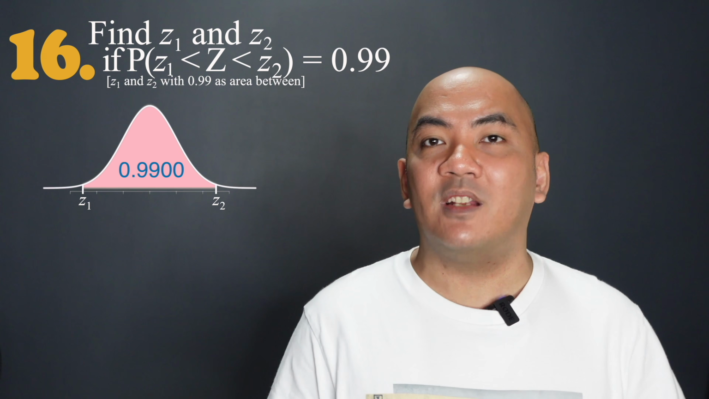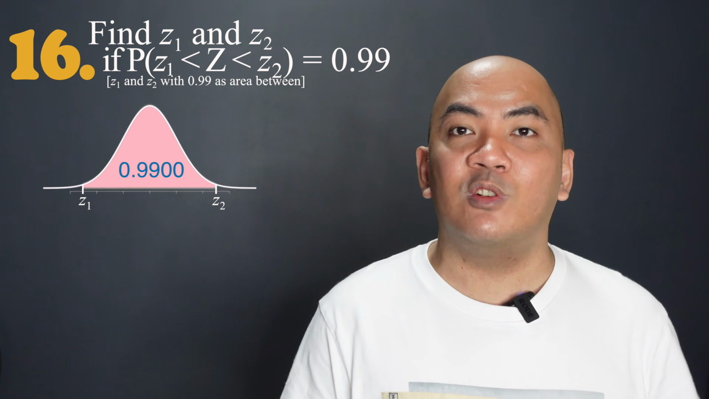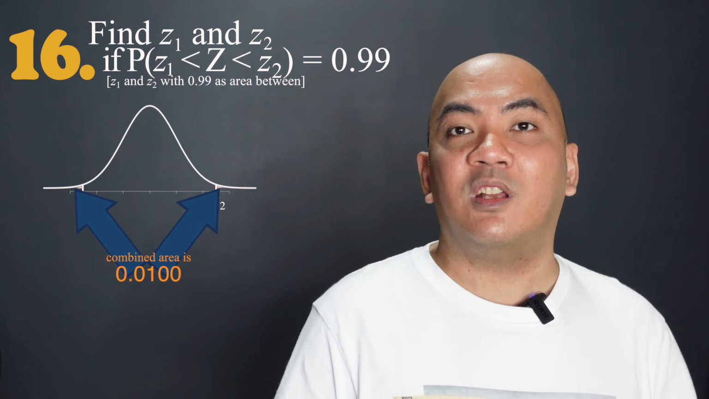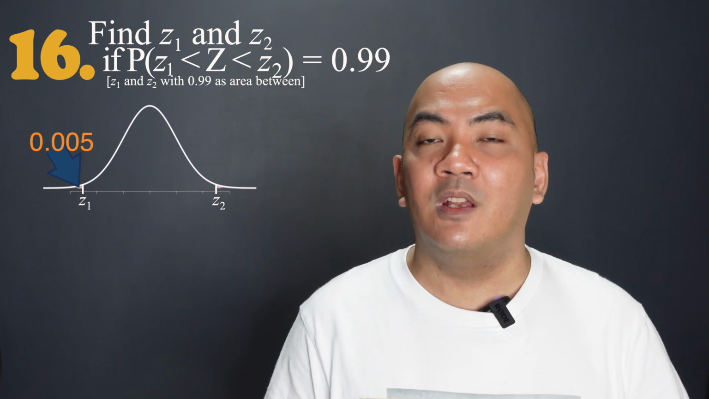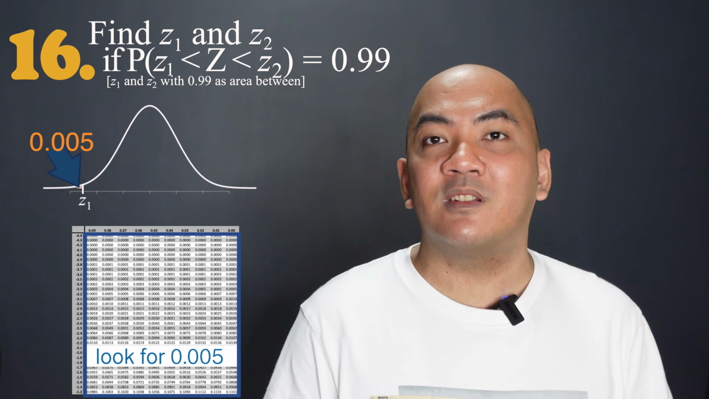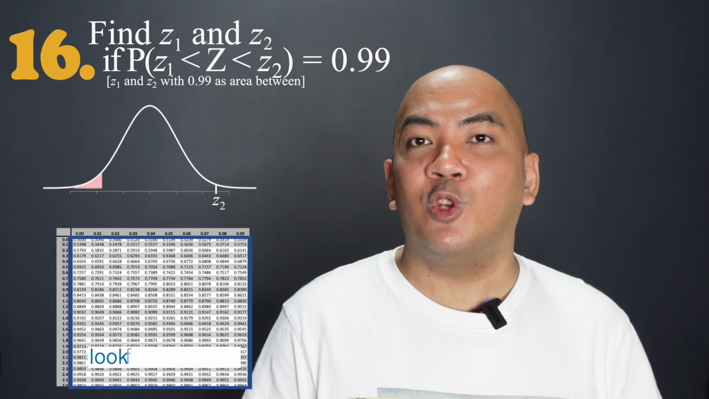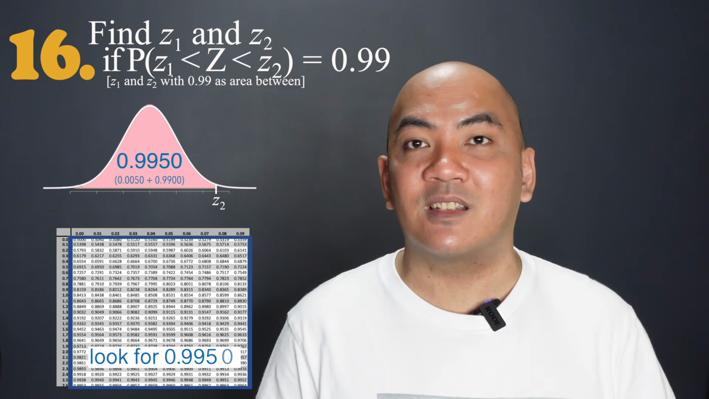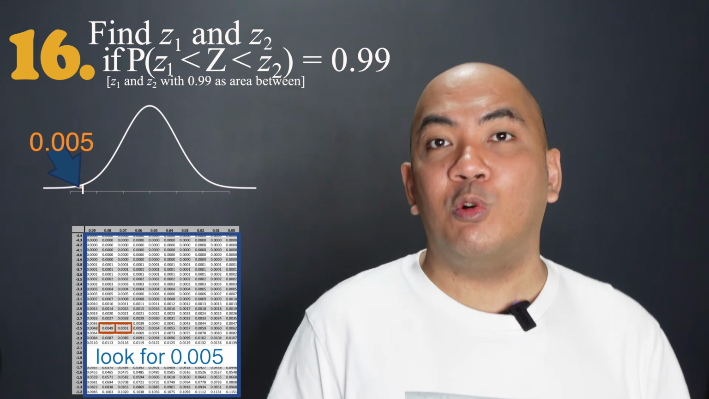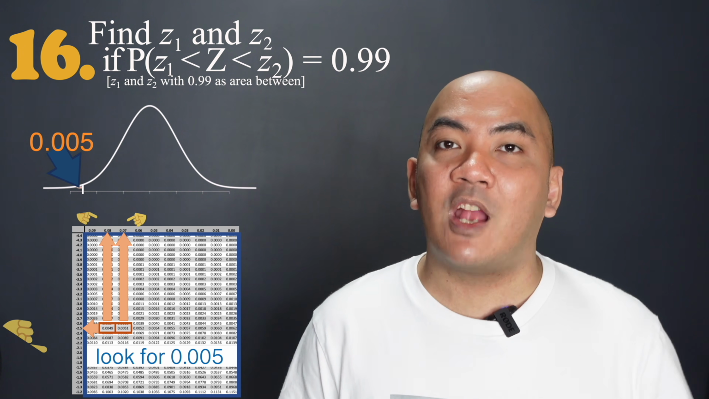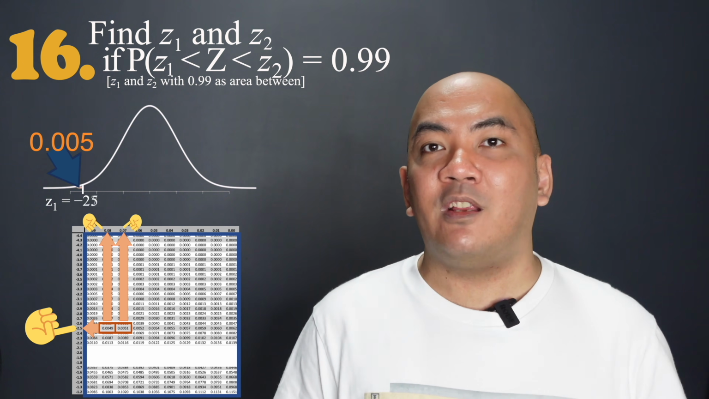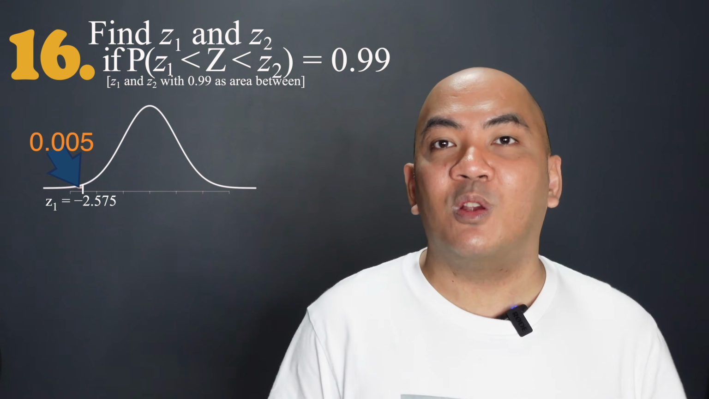And lastly, if you're looking for z sub 1 and z sub 2 in which the area in between is 0.99, then you must know that the area on both extremes of the distribution is equal to 0.01. And then again, by symmetry, you must know that the area to the leftmost tail is 0.005 and the area to the rightmost tail is 0.005. Thus, looking for the cumulative probability of 0.005 for z sub 1 and the total cumulative probability of 0.995 to find z sub 2, based on the table, we have 0.0049 and 0.0051 as the closest cumulative probabilities to 0.005, which happen to be at z equals negative 2.57 and z equals negative 2.58. Thus, we may make use of negative 2.575 as the value of z sub 1.